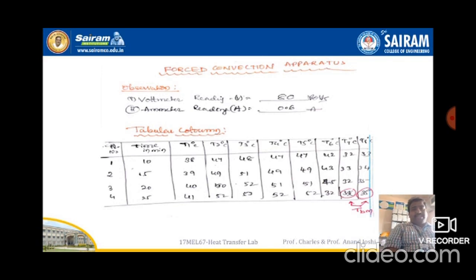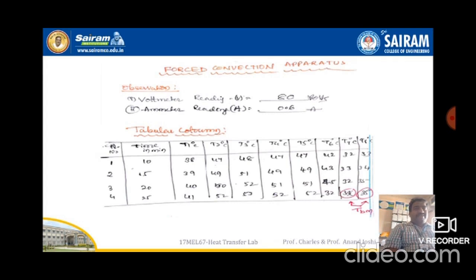So the observation is the ammeter reading and voltmeter reading are given. That is 80 volts, and corresponding to 80 volts, 0.6 amps will be there by using dimmer stat operation. Okay, next the tabular column. So there are T1 to T8 temperatures, with a time lapse of 10 minutes, 15 minutes, 20 minutes and 25 minutes.